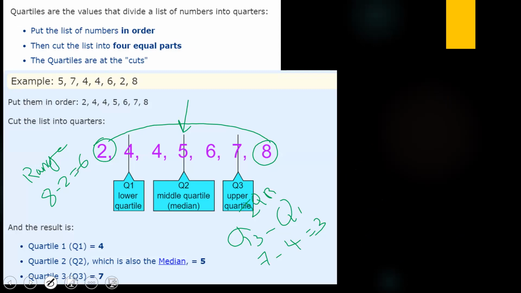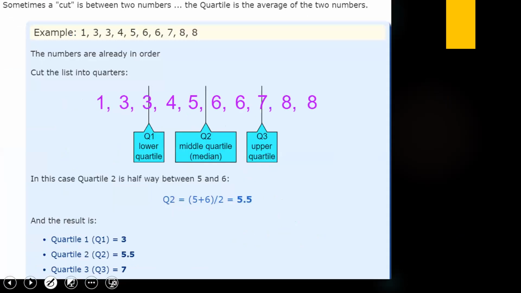So if we have this data here, as we said, we look at the numbers and cut them into four equal quarters. Look at this example here. Here we have these numbers 1, 3, 3, 4, 5, 6, 6, 7, 8, and 8. I want now to look at the number which cuts them into two equal halves. We have 1, 2, 3, 4, 5, 6, 7, 8, 9, 10. So we have an even number. So Q2, or the middle quartile, will be between the two numbers in the middle. So we will say that Q2 is 5.5.